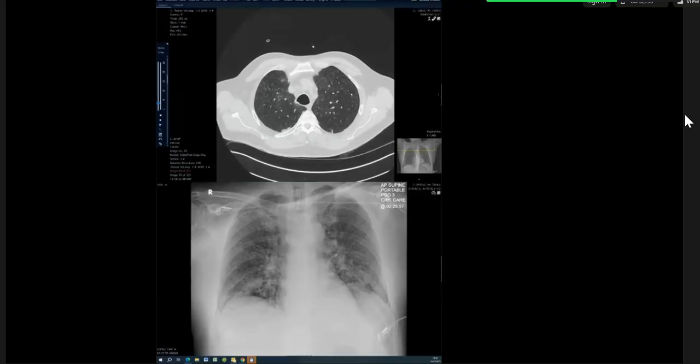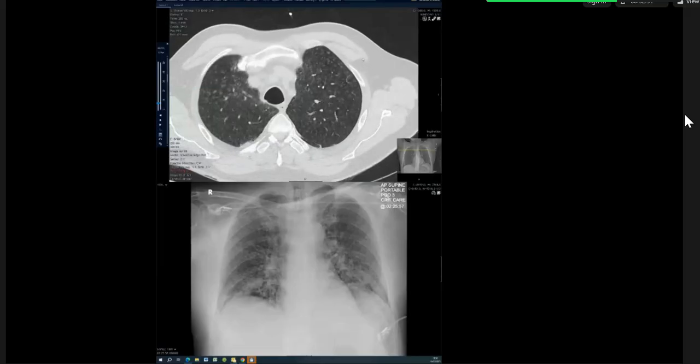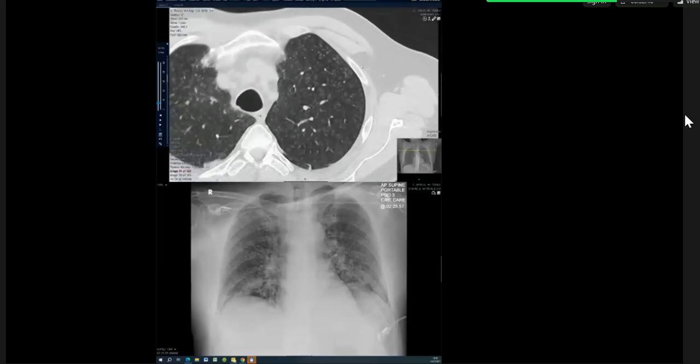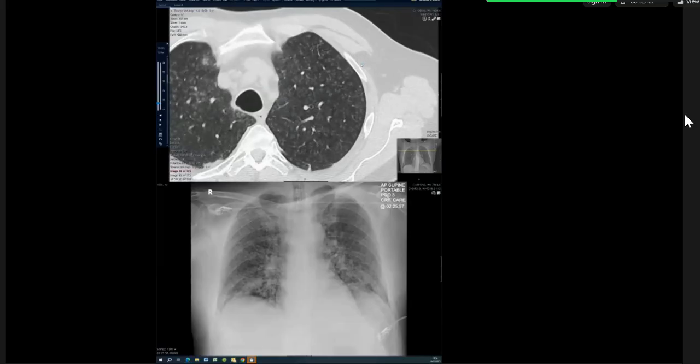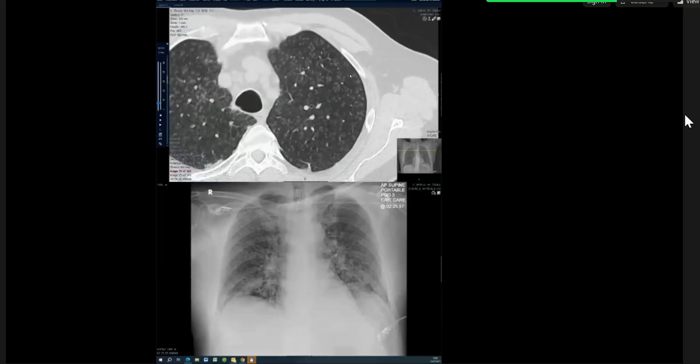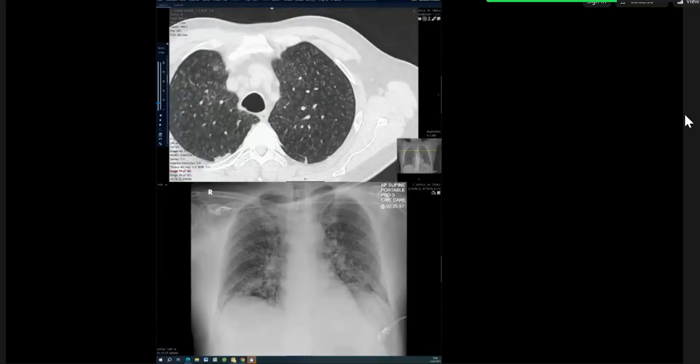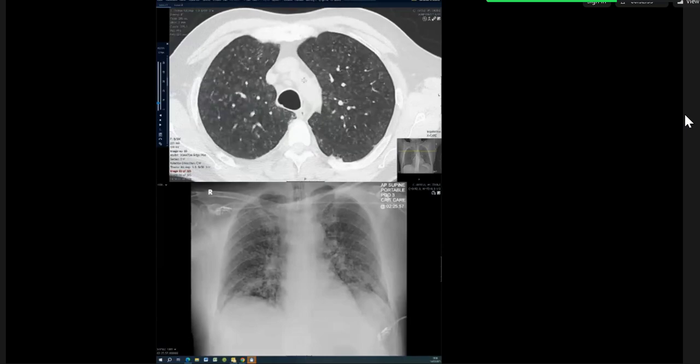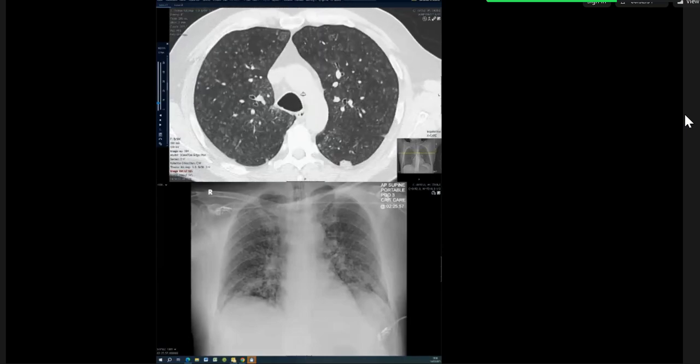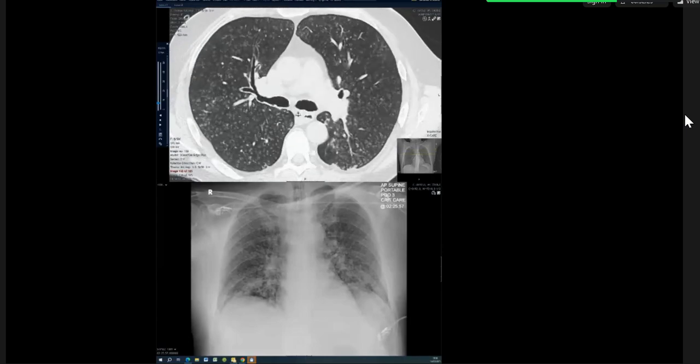You don't see tree-in-bud? Cannot. Okay, yes, there are some. There are some tree-in-bud opacities and centrilobular nodules also. So in an immunocompromised patient, this supports my diagnosis of Mycobacterium tuberculosis.